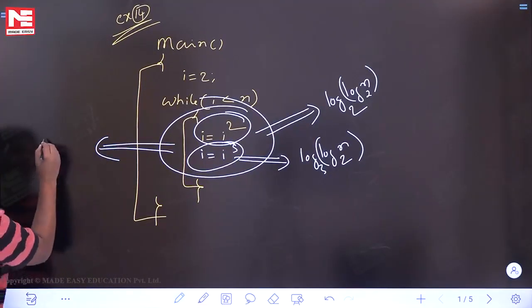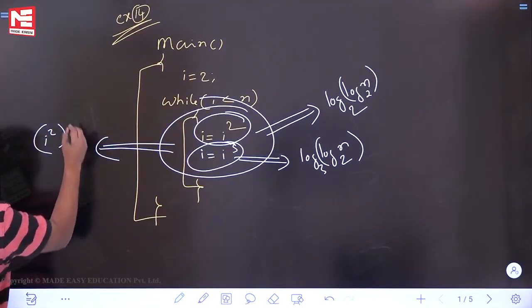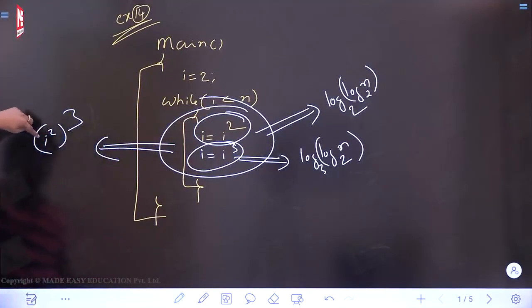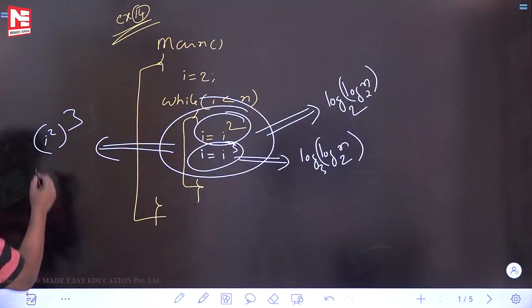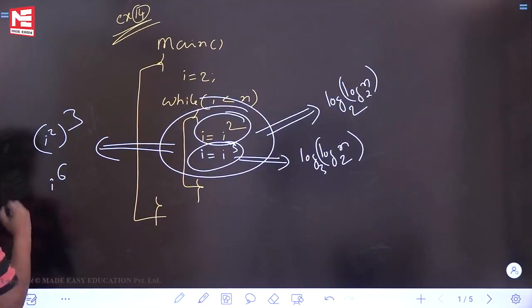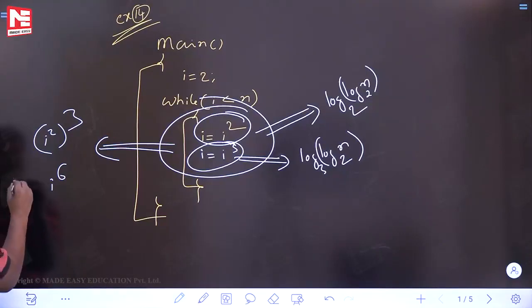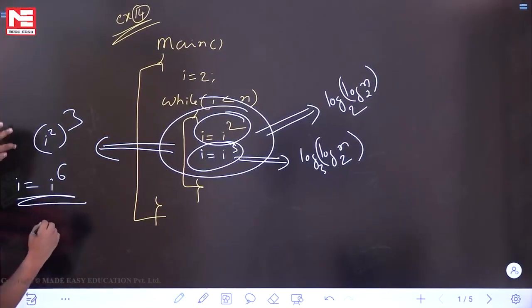Combined answer, if you see, first I square is there, for that whole cube. After completion of the first line, I becomes I square. To that whole cube: a power m whole power n is a power mn, it will become I power 6. It will become I is equal to I power 6.